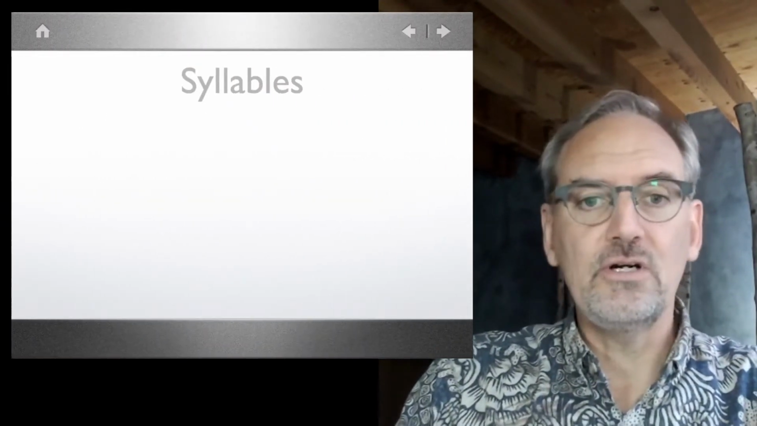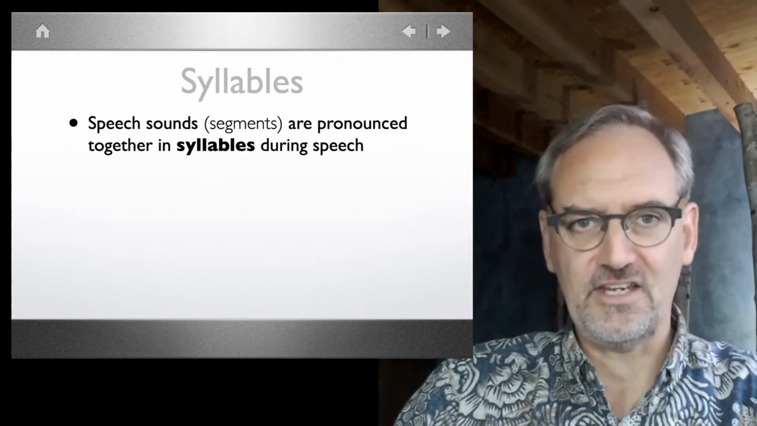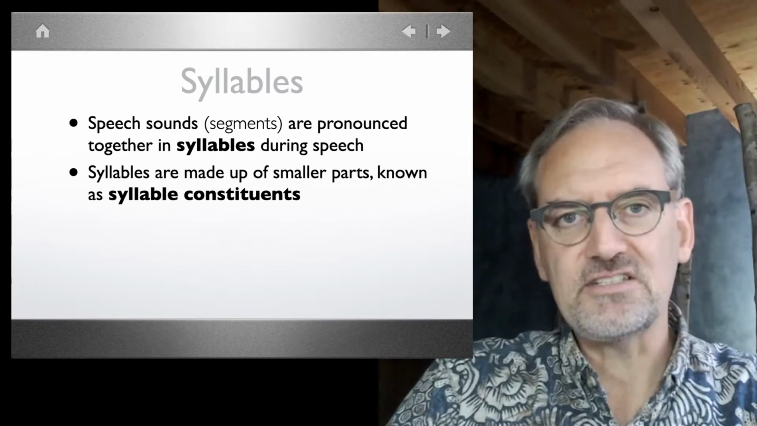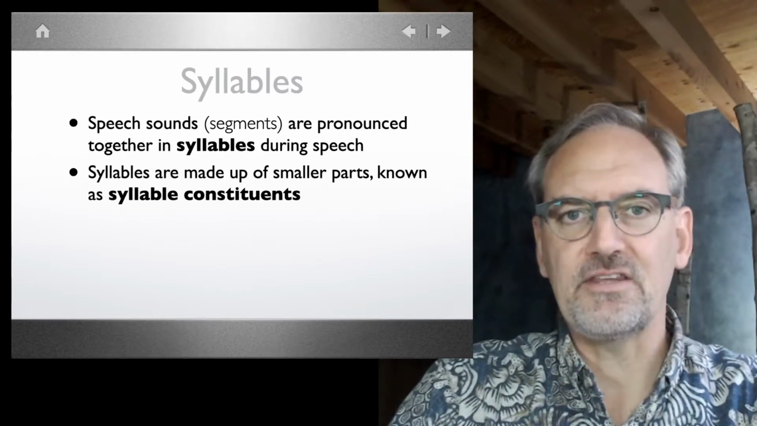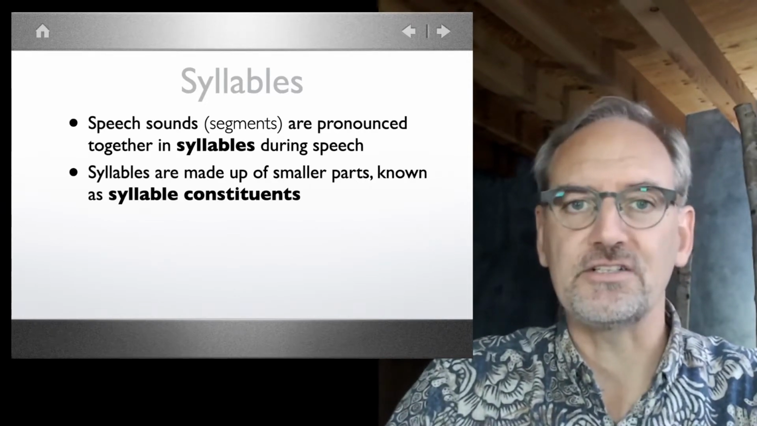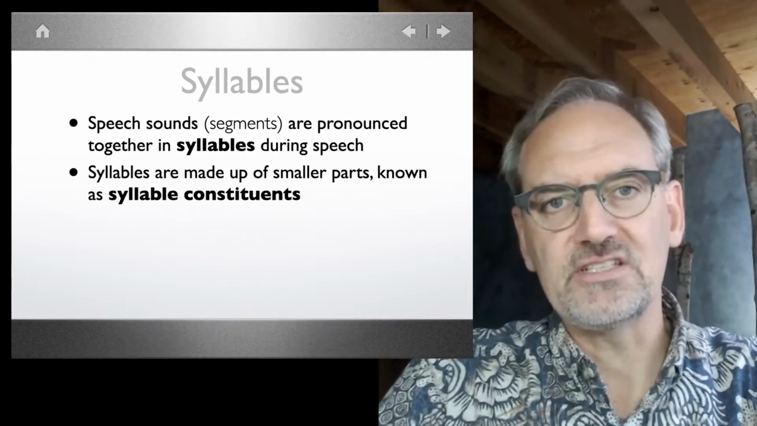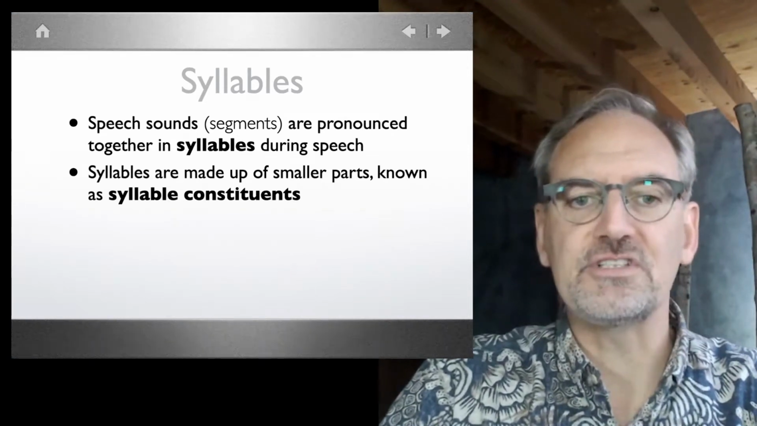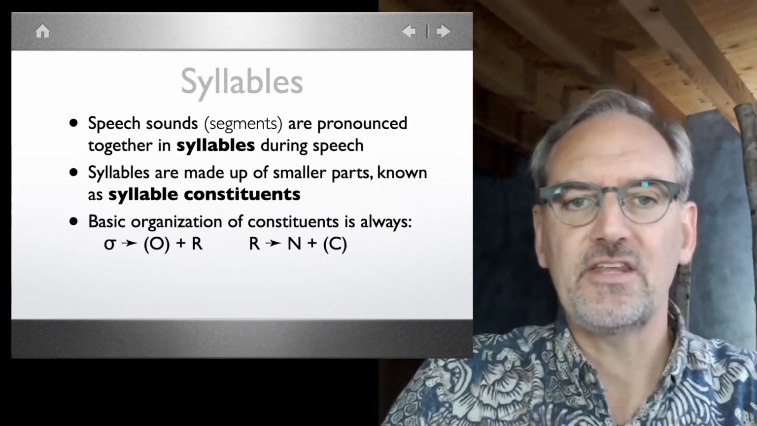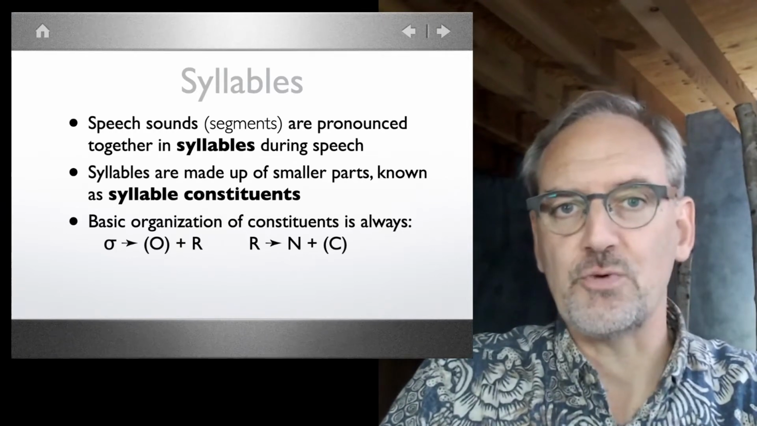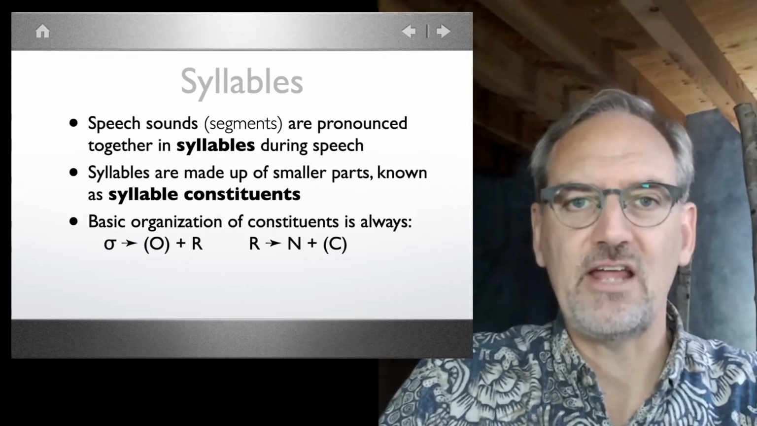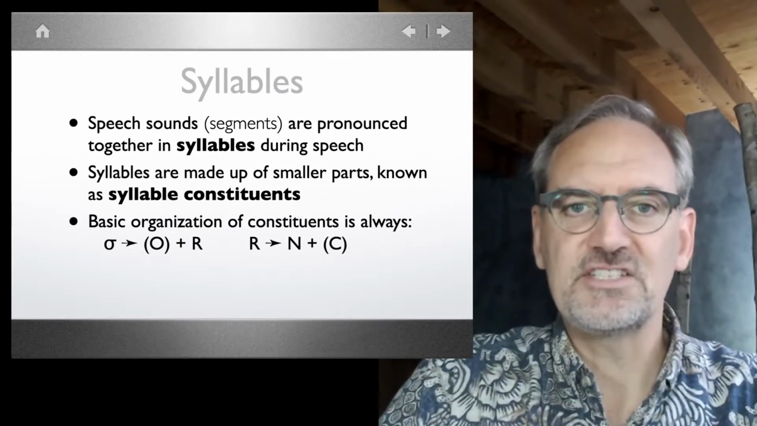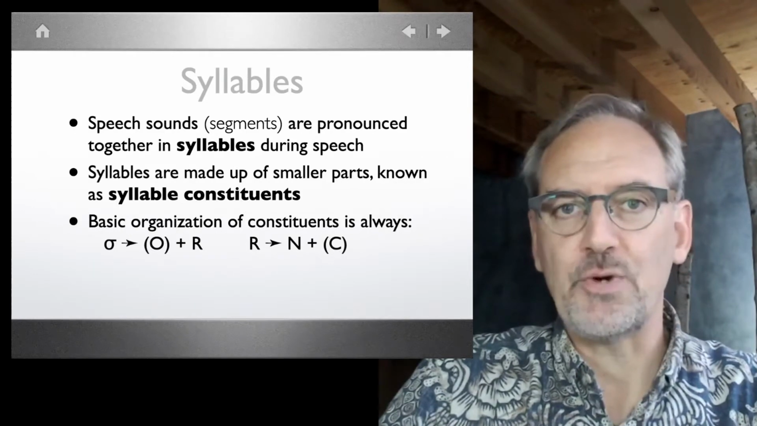So the first thing to know is that syllables are these units of speech, and also that within syllables, we can divide the segments into syllable parts. The term we use for these syllable parts is syllable constituents. There are 4 different syllable constituents. There's the onset and the rhyme. A syllable, and we use this Greek letter sigma to refer to a syllable, is divided into an onset and a rhyme.